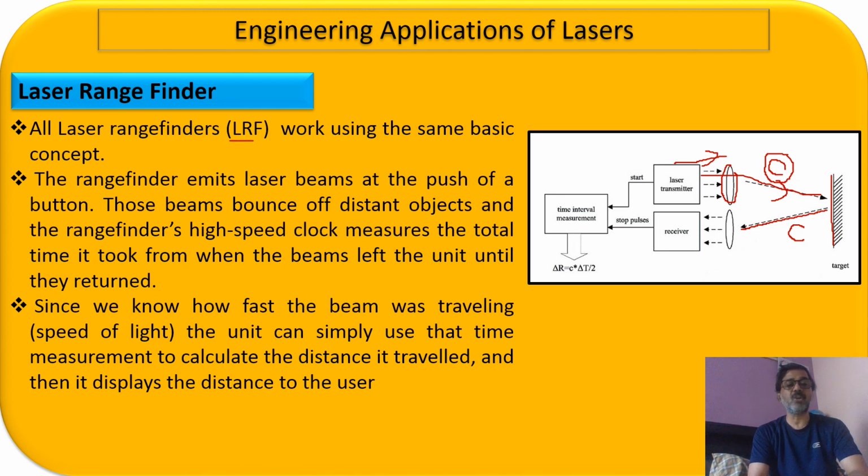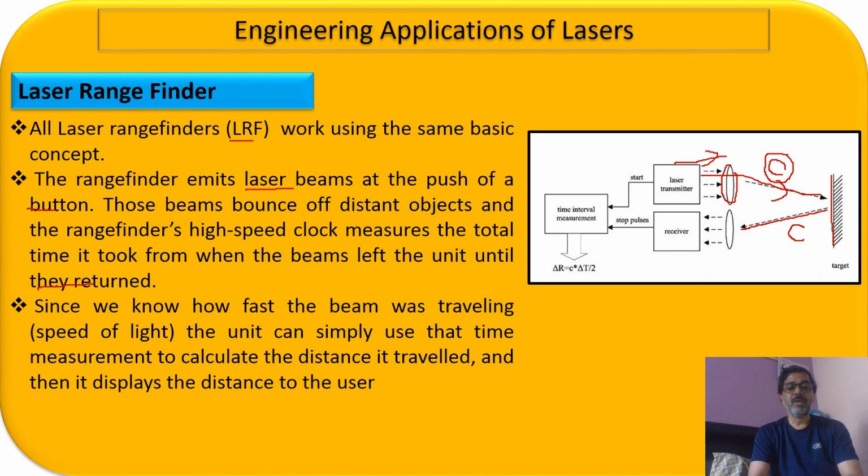And what is that basic concept? The range finder emits the laser beams at the push of a button. So you just switch on your laser. These beams bounce off the distant object, and the range finder's high speed clock measures the total time it took from when the beams left the unit and they have returned back. So the total time taken in going and coming back is recorded by your range finder.